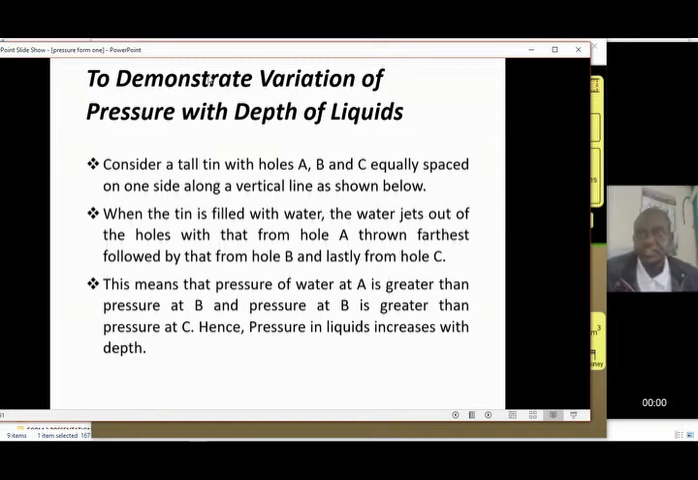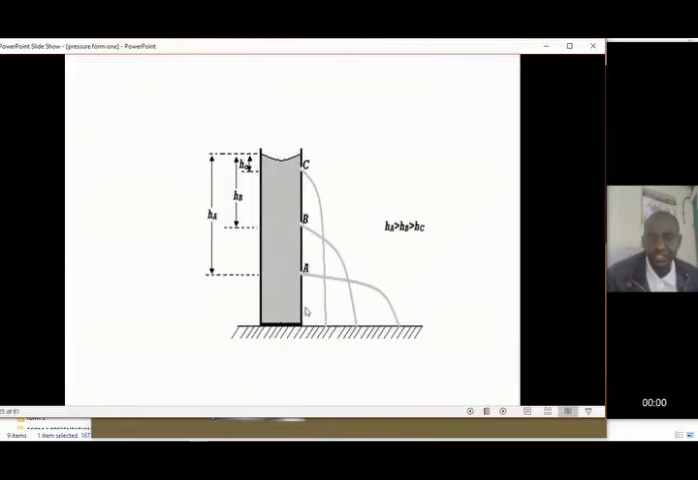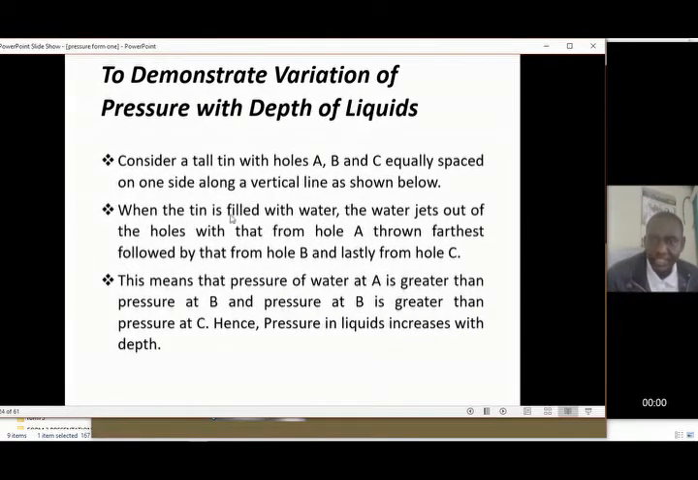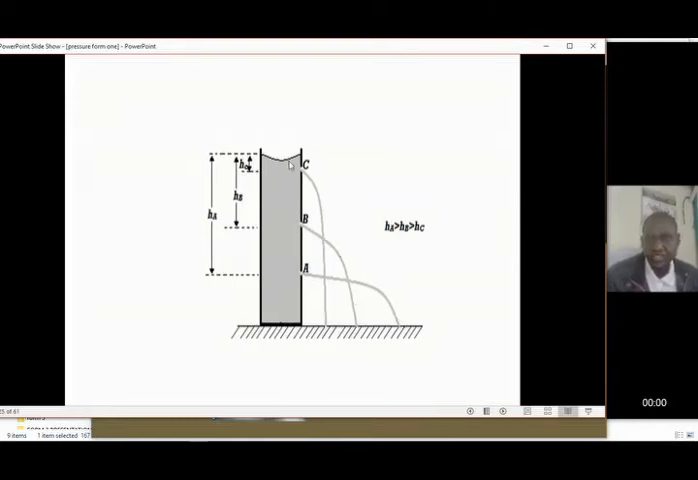To demonstrate variation of pressure with depth, consider a tall tin with holes A, B, C equally spaced on one side along a vertical. This one here, A, B, C. When the tin is filled with water, the water jets out of the holes with that from A thrown farthest, followed by B, then lastly C. The jets, the level at which they get out, one here goes very far, followed by this one, depending.